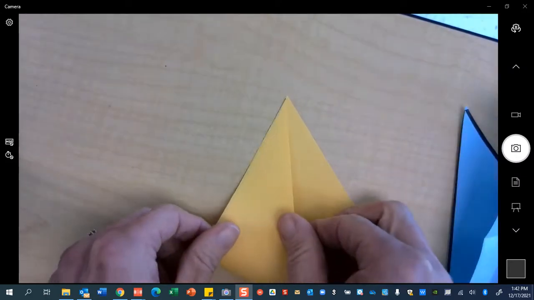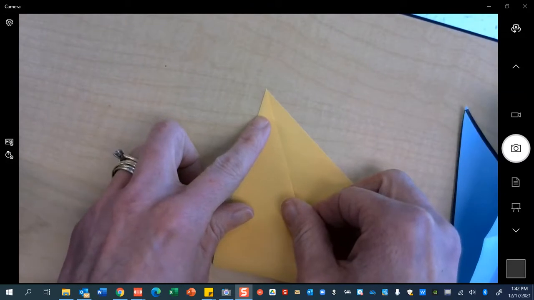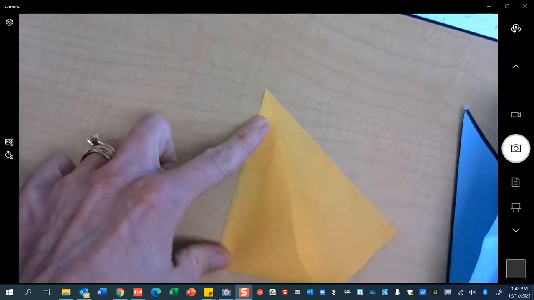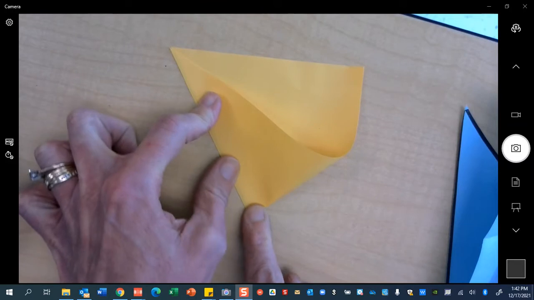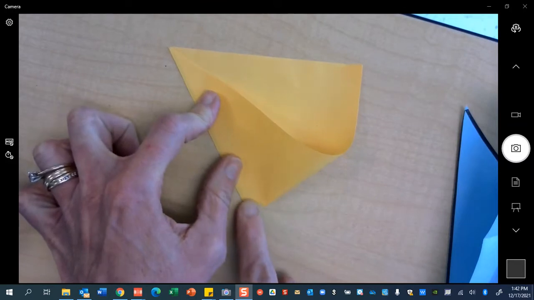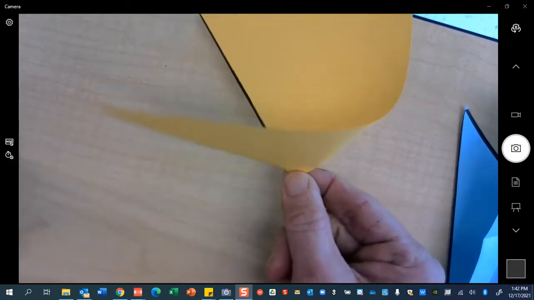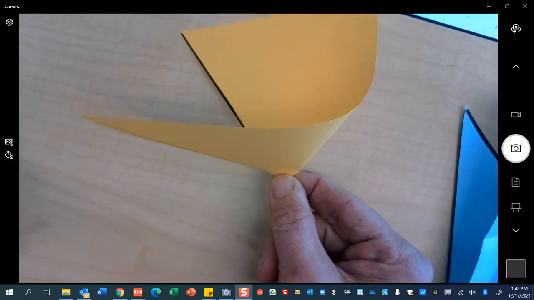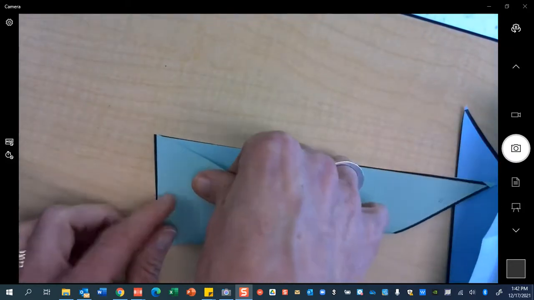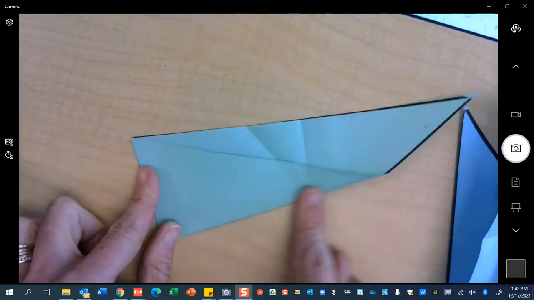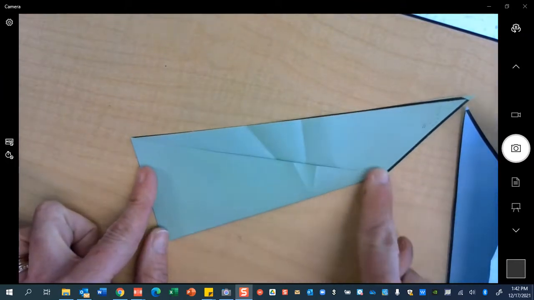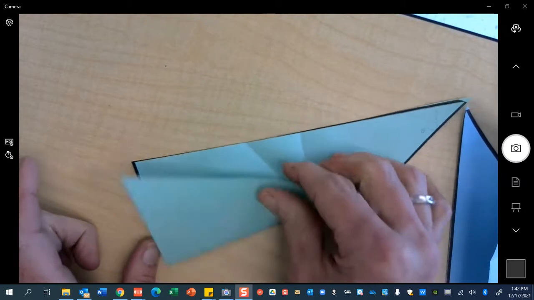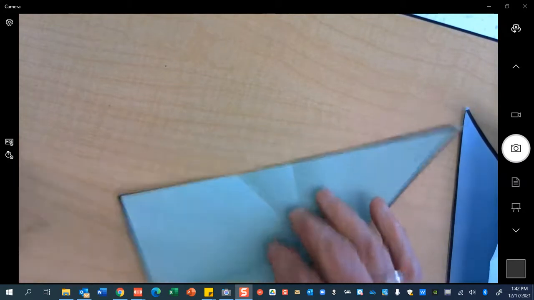When I want you to pinch, you're going to match up your vertices, and right here you can see I'm pinching, not folding. If I want to fold, then I'm going to have you match up your vertices and create a crease. So just so you know the difference between pinching and folding. Okay?